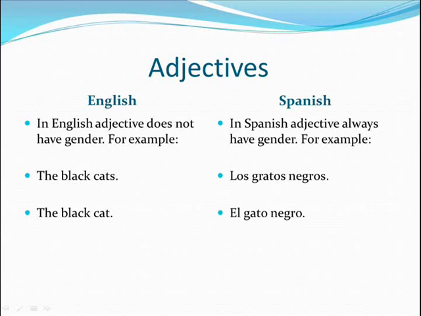The next difference is adjectives. In English, adjectives do not have gender. For example, the black cat. In Spanish, adjectives have gender. For example, los gatos negros, el gato negro.